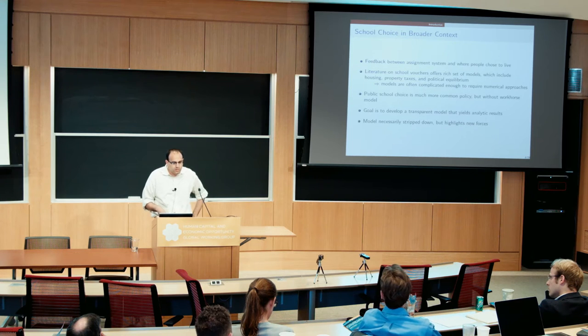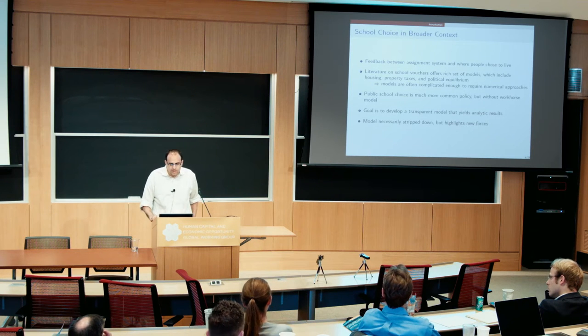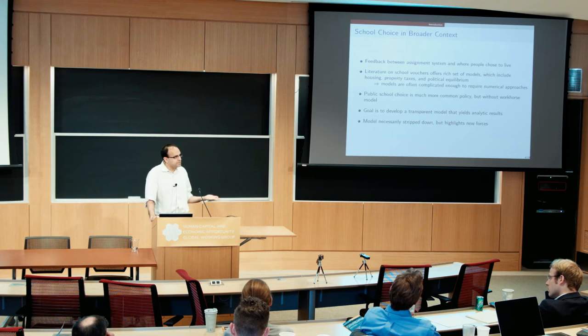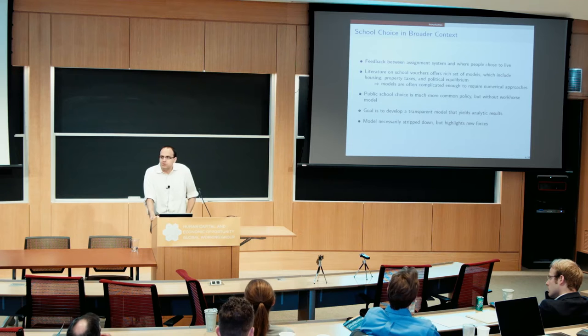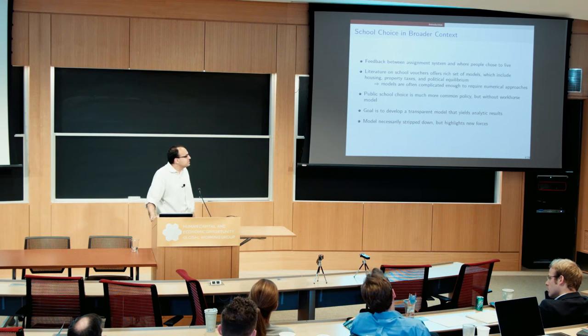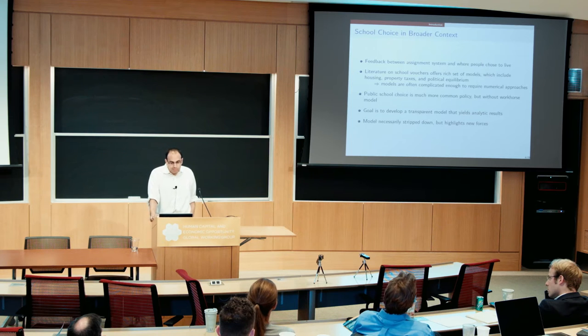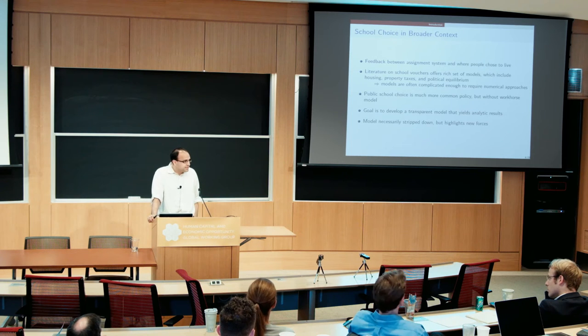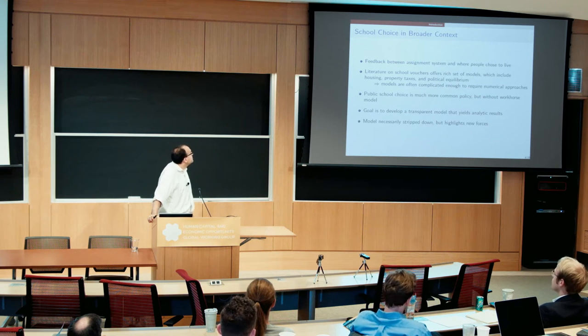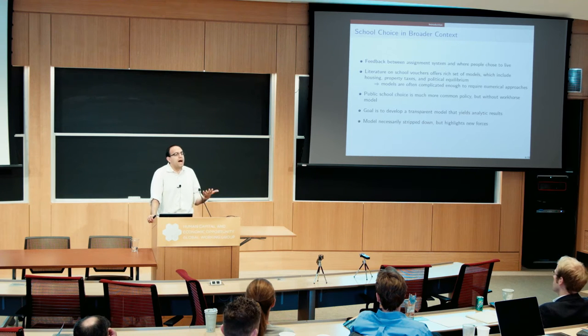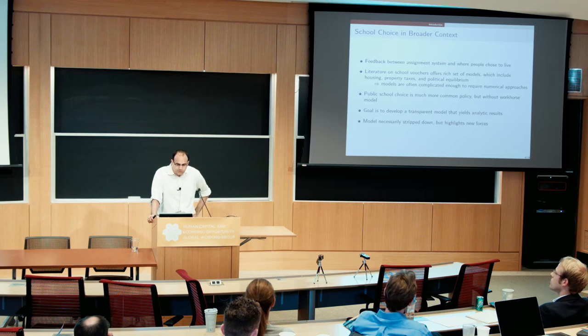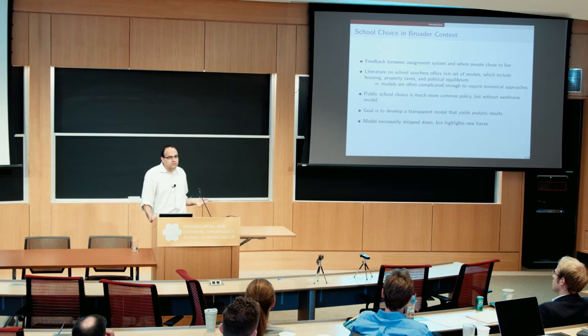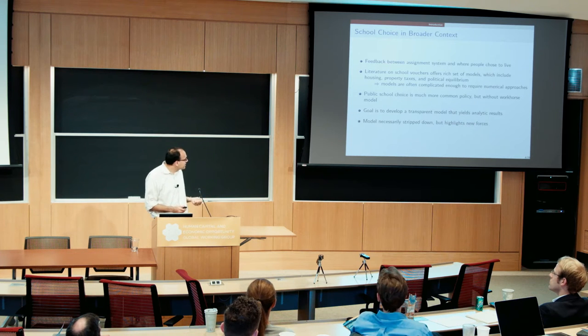So what do I mean by school choice in a broader context? Here I want to think about the feedback between the way the allocation takes place and where people choose to live. Now this is a question that has been studied in depth in the literature on school vouchers, especially in the 90s. There was a series of papers by folks like Dennis Epple, Richard Romano, Tom Nechyba, that tried to think about what would happen in the counterfactual worlds where we had school vouchers. These models think about the housing choice, the financing choice, property taxes, the political equilibrium. And I think almost every model I've seen on this is complicated enough to require numerical approaches.